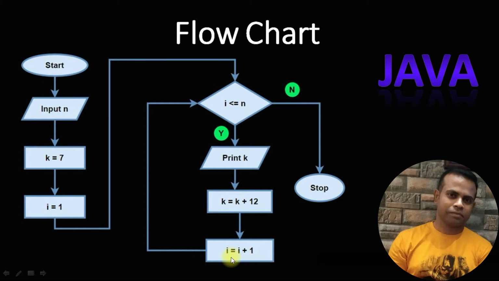Then it will increment the i value by 1 and go for the next iteration, and in the next iteration it will check is i less than or equal to n. If yes, then again it will re-execute the steps, and these iterations go on till this condition is true. Once it's false, it will exit from this loop and stop the program. So let's check this one with some example values.